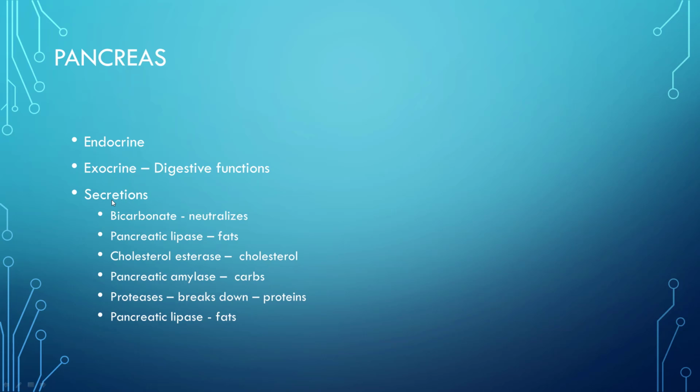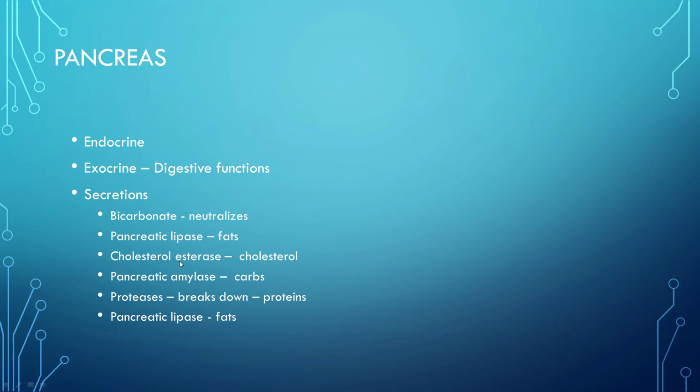So various secretions that will be part of pancreatic juice will be bicarbonate, pancreatic lipase, cholesterol esterase, pancreatic amylase, proteases, and then we got pancreatic lipase. So keep in mind, and I put pancreatic lipase here twice, unfortunately. There should only be one here, but that's going to help to break down fat.